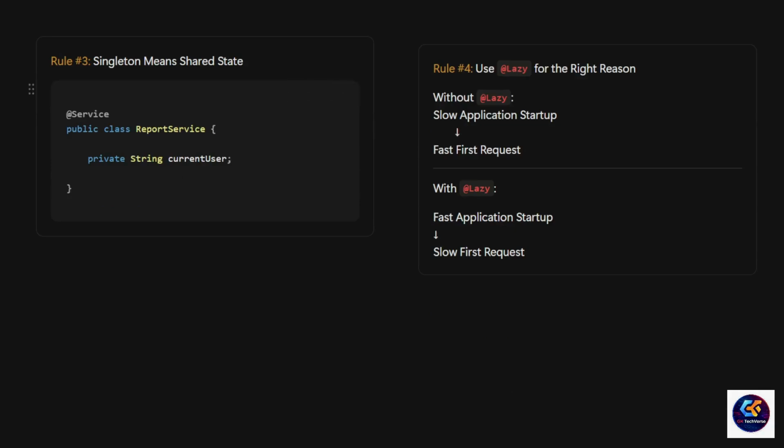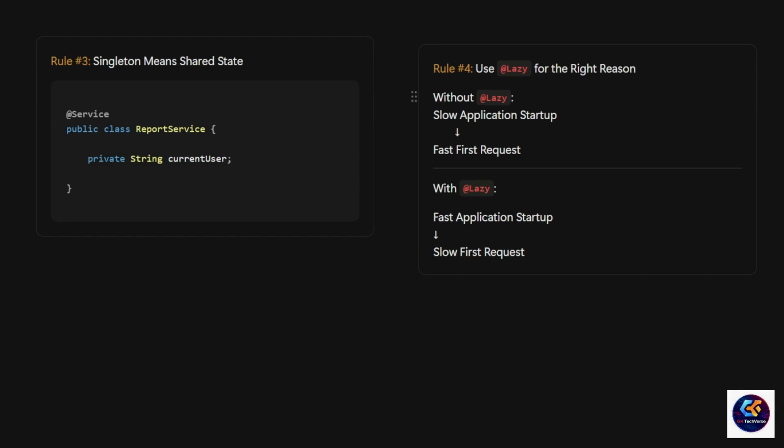Rule number 3, singleton means shared state. By default, Spring Beans are singleton. That means the same object may be used by many requests at the same time. So avoid storing request-specific mutable data inside singleton beans. For example, take a ReportService having currentUser as a mutable field. Request A can change currentUser. At the same time, request B can change the same field. Now both requests are sharing the same state. A singleton Spring Bean should usually be stateless.